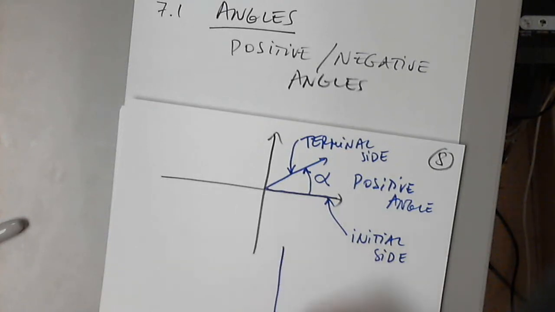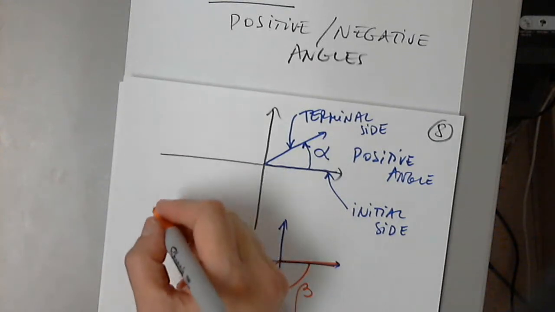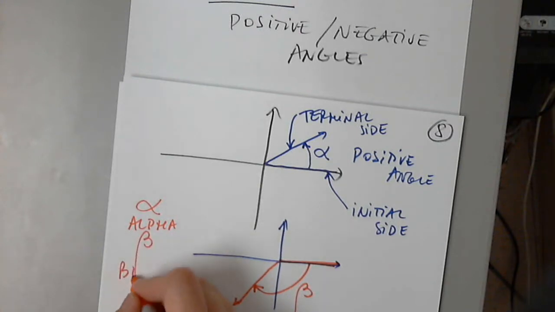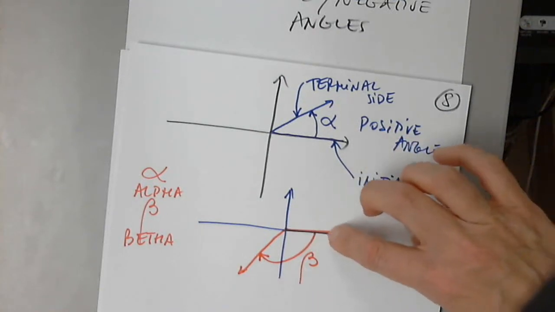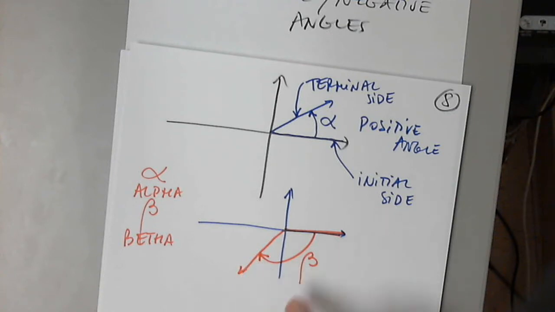Here's a negative angle. This is its initial side. Let's say this is its terminal side. That's alpha, and this is beta. Alpha, beta, and we'll have more. So the second angle has the initial side on the x-axis, the terminal side somewhere in the third quadrant, and this is a negative angle.